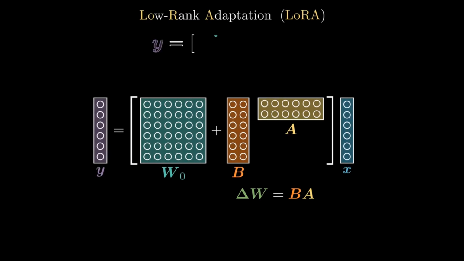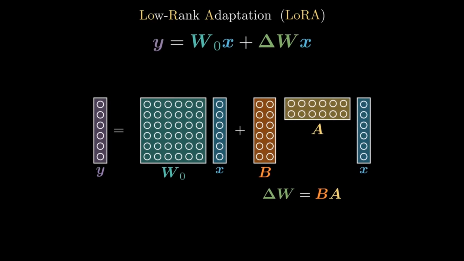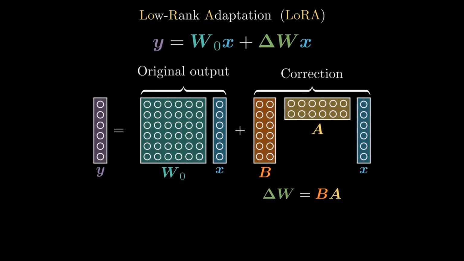Given an input vector x, the output vector y consists of two components. The first part is just the original output before adaptation. The second part is the learned correction. But what does this low-dimensional correction actually mean?